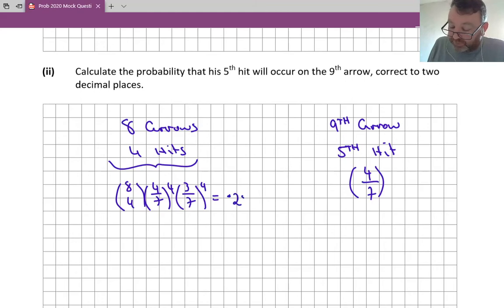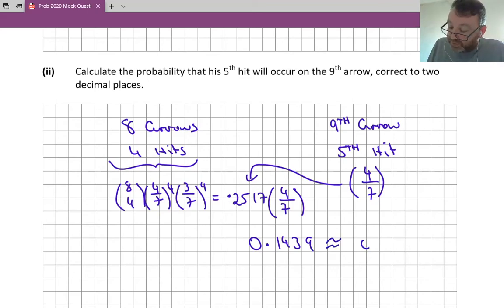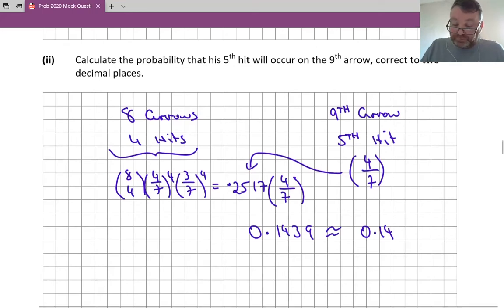Now, you can work that out in your calculator yourself. 0.2517. However, that's the probability of getting 4 hits with 8 arrows. I have to get the 5th hit at the 9th arrow, which is already set in stone. So therefore, I bring that over, and I multiply it by the 0.2517, and when I multiply those two together, I get an answer of 0.1439. Now again, correct to 2 decimal places, not 0.14. Okay, so nice Bernoulli question there.